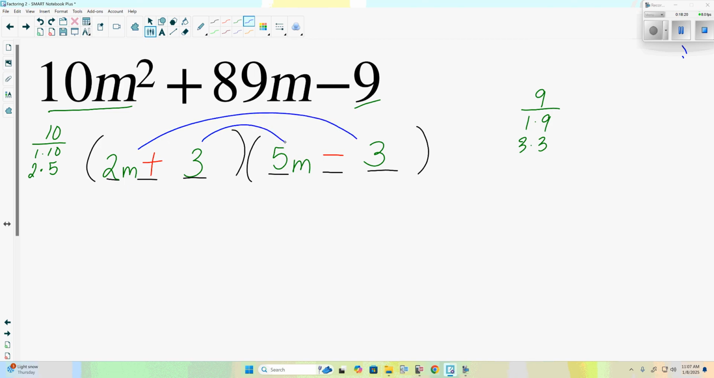And we can check this here. 2m times negative 3 is going to be negative 6m. 3 times 5m is going to be plus 15m. And negative 6m plus 15m is 9m. Is that the middle term we wanted? Possibly. Now, the next thing we could do is try switching the 3 and 3. But 3 and 3 is not going to make a big difference here. Yeah, we can switch to 1 and 9.